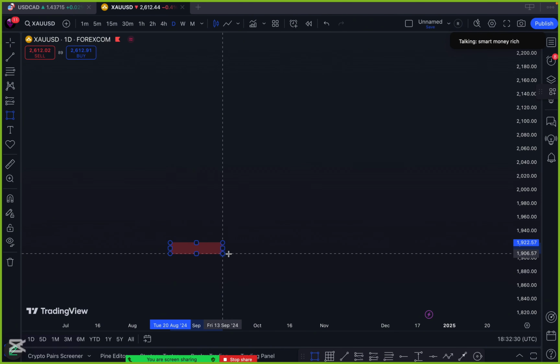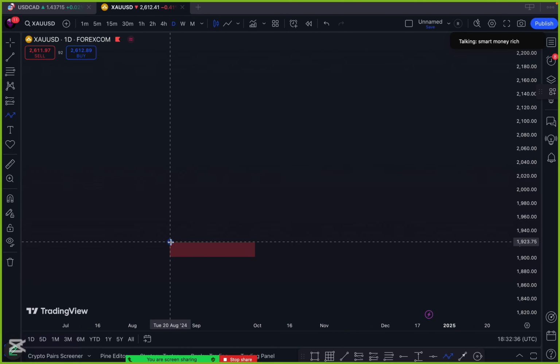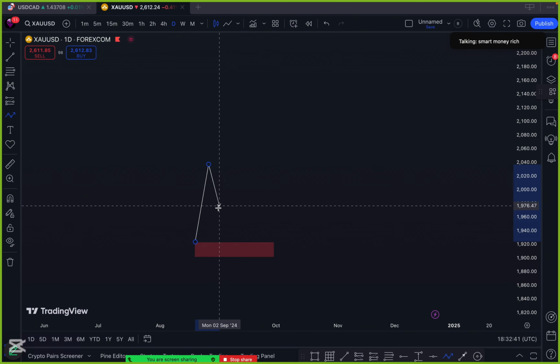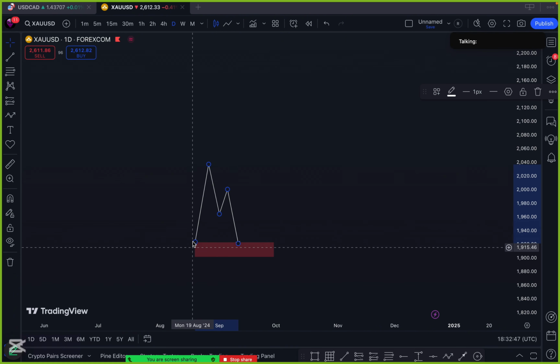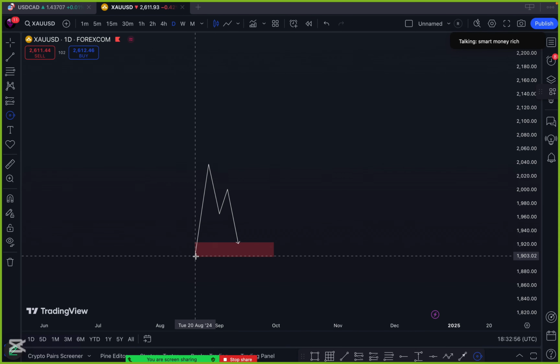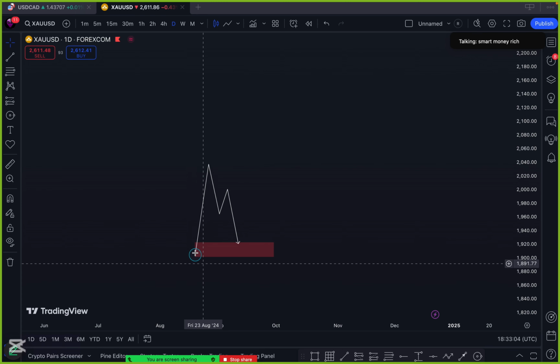Let's say for example, we have a demand zone and price just impulsed to the upside. We often always get a pullback back to where that impulsive move started from. Now, we always consider this level to be the origin, right? We always consider this very move that impulses to the upside the origin.